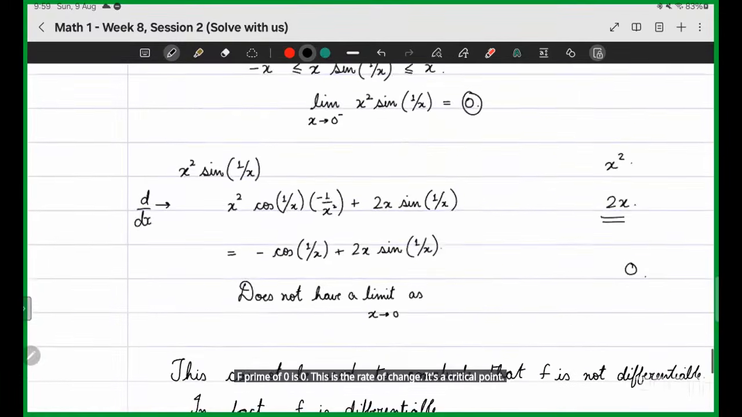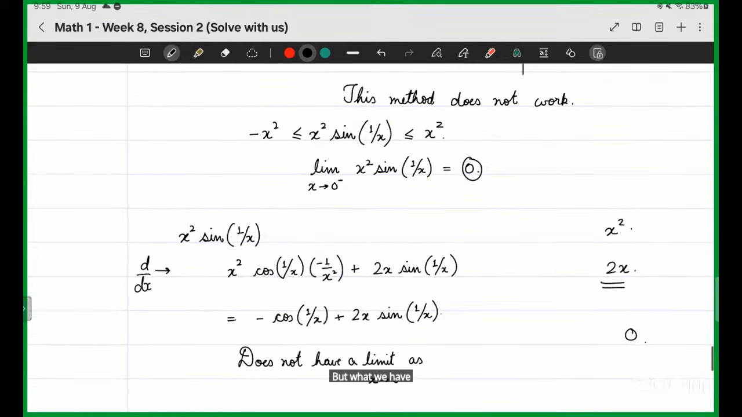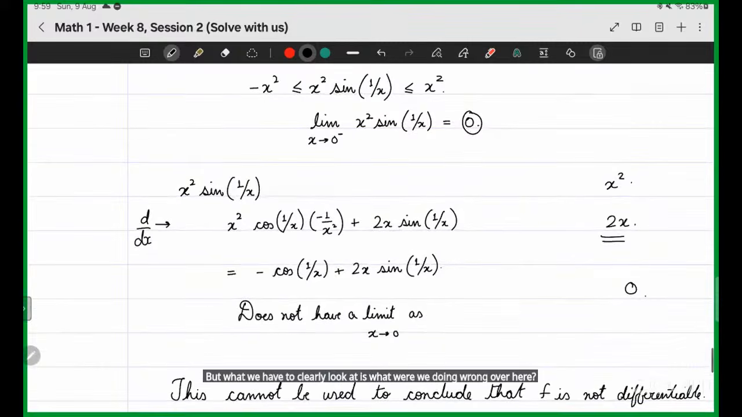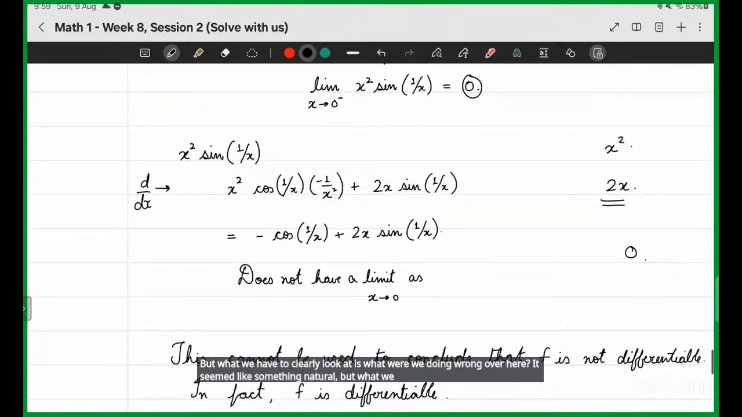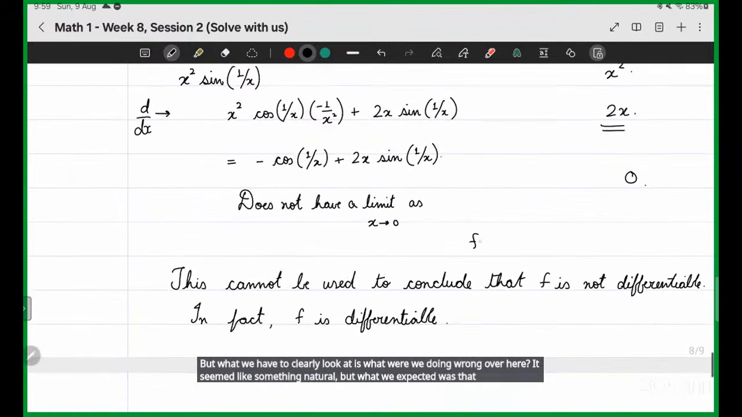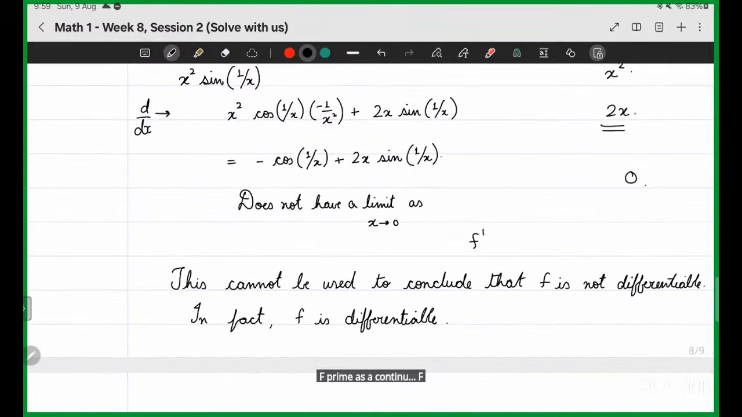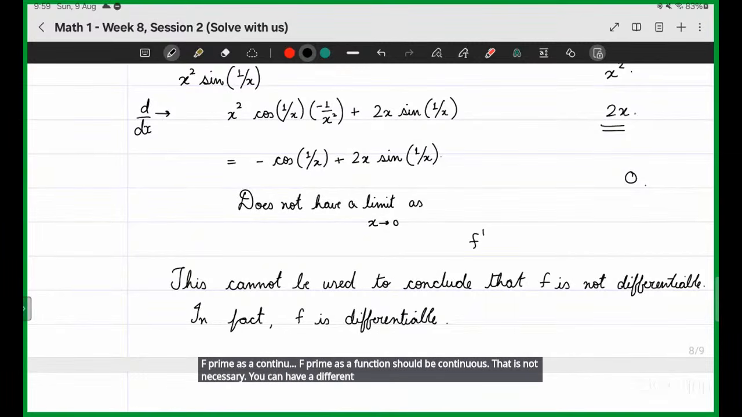But what we have to clearly look at is what were we doing wrong over here? It seemed like something natural, but what we expected was that f prime as a function should be continuous. That is not necessary. You can have a differentiable function for which f prime is discontinuous. That is okay.